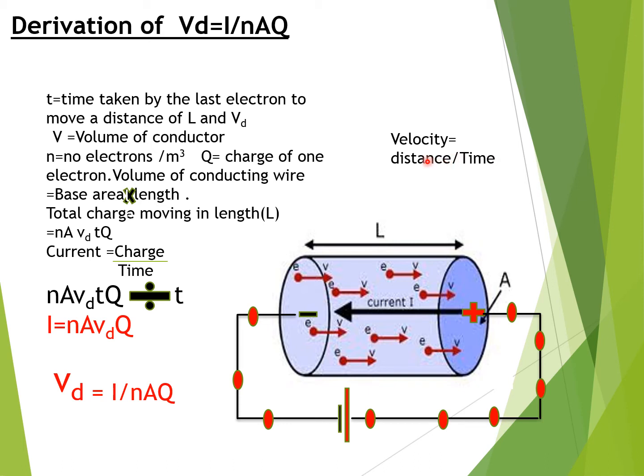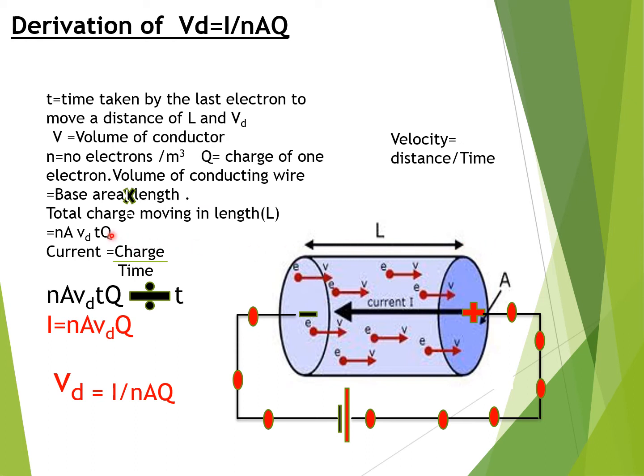Here distance is nothing but the distance traveled by the electron, which is equal to the length of the conductor into the time taken to travel. Now as you know, the conductor is generally cylindrical in shape, so the volume of the conducting wire is equal to base area into length. In a cylinder we apply base area into height. Here height is nothing but the length of the conductor.